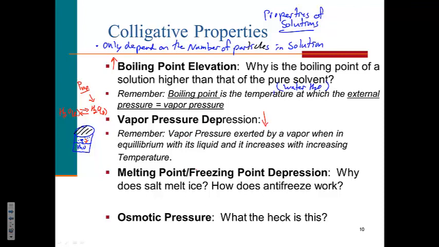Melting point depression or freezing point depression. And then osmotic pressure, we'll have to talk about that separately later. But we've got boiling point, vapor pressure, and melting point or freezing point depression. This explains why we use road salt to melt ice. It also explains how antifreeze in your automobile works. All right, so we'll be talking about that in a little bit.